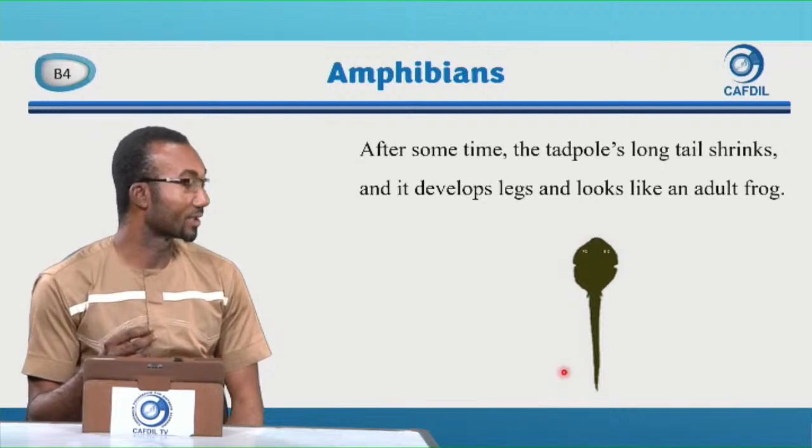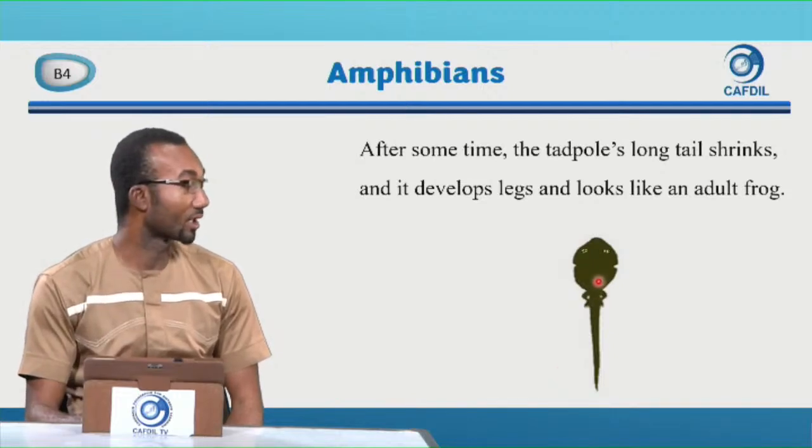After some time, the tadpole that we saw in water, this is the tadpole. The tadpole's long tail shrinks and it develops legs and looks like an adult frog. So this is how they develop into a big frog. This is a tadpole, and with time the legs will come. The tail will shrink.